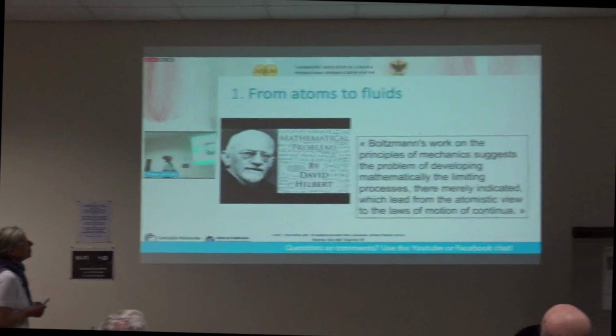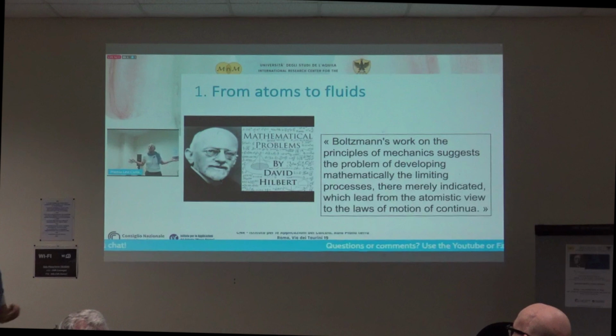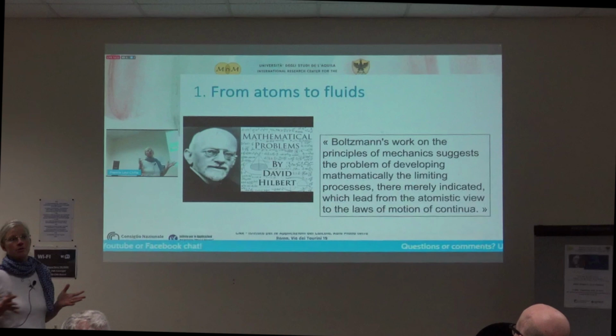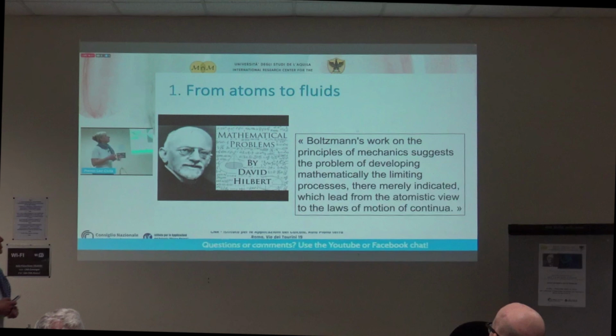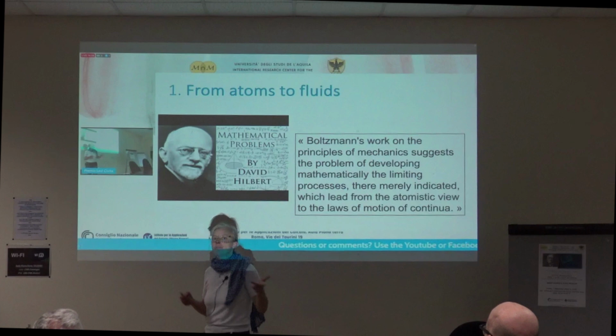Okay, so the sixth problem of Hilbert, as Mario told you, is not a precise statement that you should prove, but rather a whole field of research. The question is to understand how you can go from models describing atoms to fluids. Essentially, that's it. And here you have the precise statement, one sentence in this problem. You see that the question is clear. You would like to understand how you go from the atomistic view to the laws of motion of continua. So essentially in the case of fluid, because otherwise it's even more complicated probably.